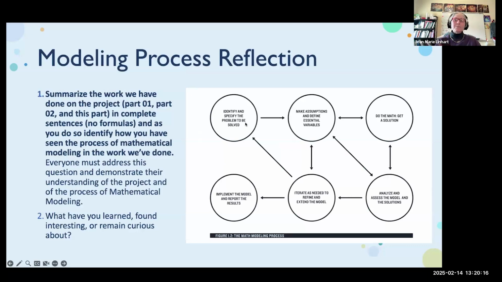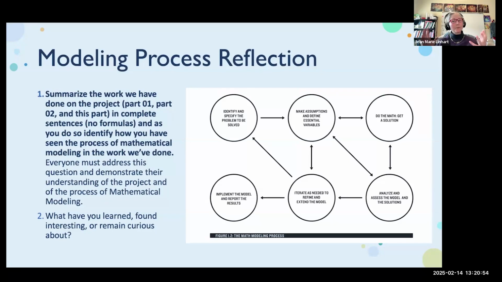So the students, as we go along with each of these class days, are giving me hand-ins telling me about the mathematical work they did for that day. But one of the big things they hand in for the project is a reflection on the process of mathematical modeling. So summarize the work that we've done in this project in complete sentences without formulas. And as you do so, identify how you have seen the process of mathematical modeling in the work that we've done. And I try to always ask them, whether it's in their reading or other things, to tell me what they learned, found interesting, or remained curious about.